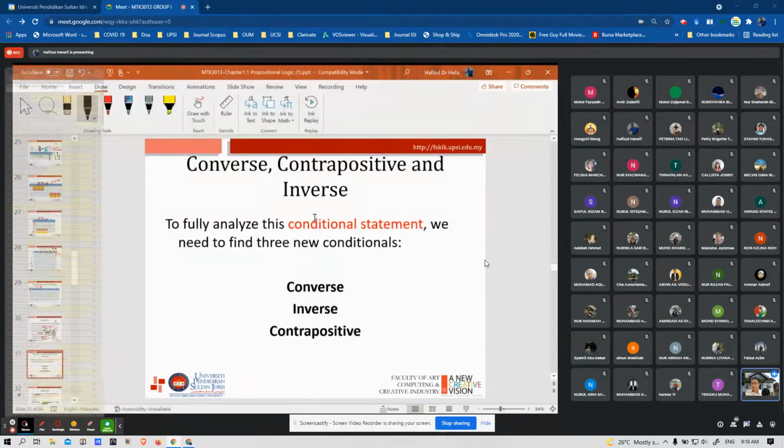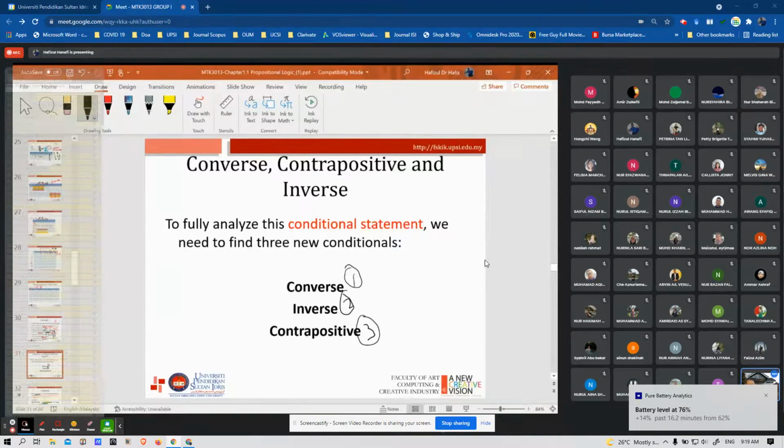Okay, this one is important because the conditional statement should have three main components: 1, 2, 3. So far, do you have any question to be asked? Is it okay?